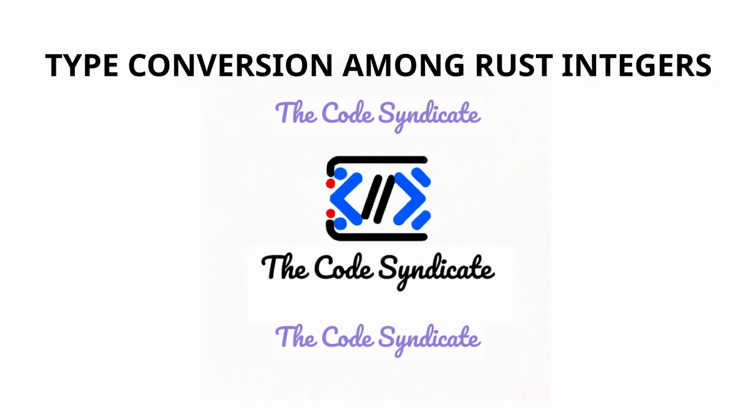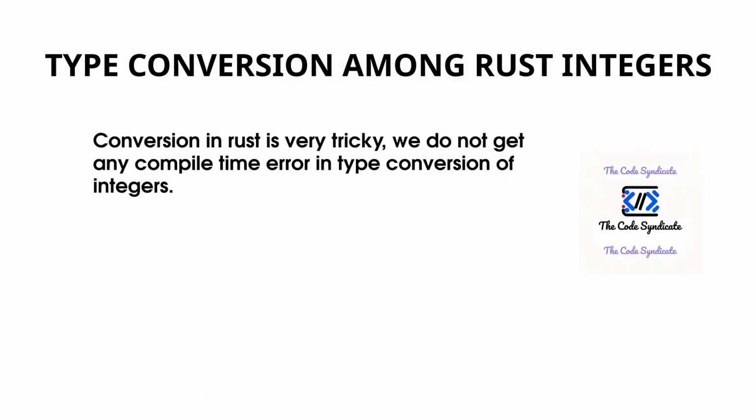Today we will learn type conversion among all the integer types. So without wasting time, let's begin. Conversion in Rust is very tricky. We do not get any compile time error in type conversion of integers. Let me tell you what I mean by this statement.